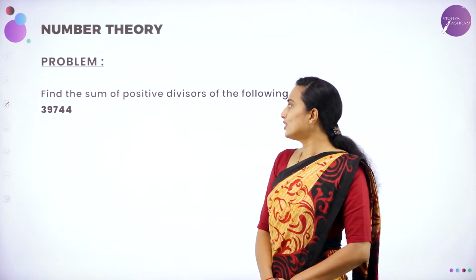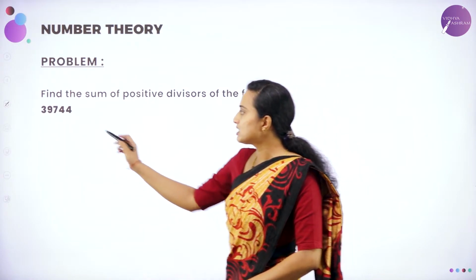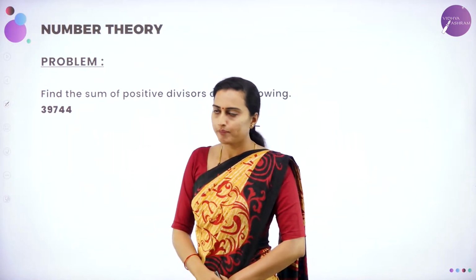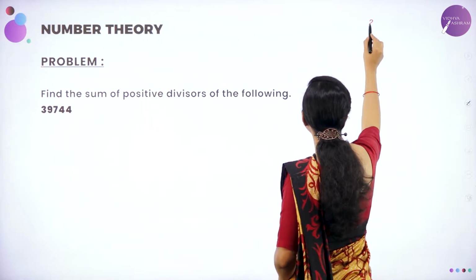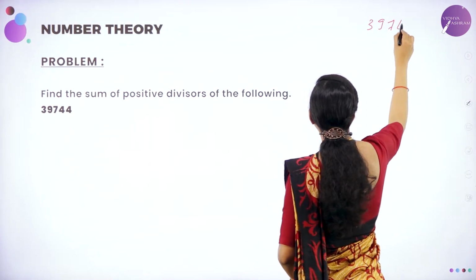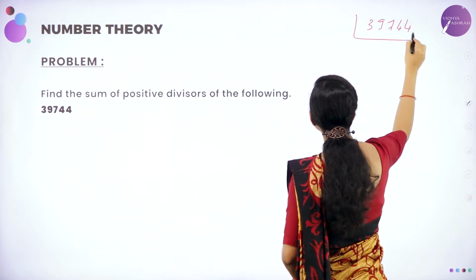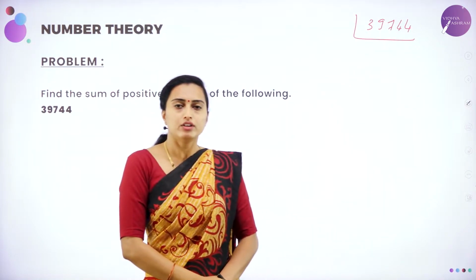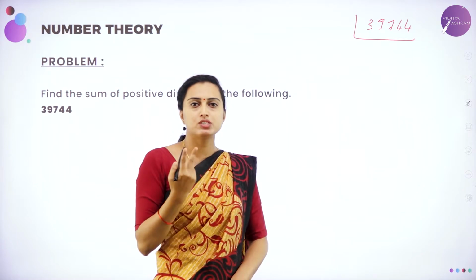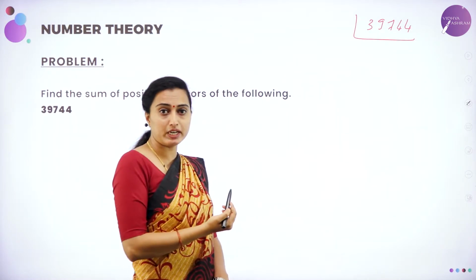Find the sum of positive divisors of the following, which is 39744. So let me see how this 39744 will go by division. Since the number is ending with 4, you are going to have the prime number, which is only 2. You are having an even prime number especially.